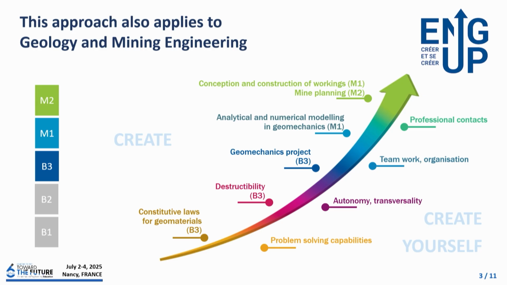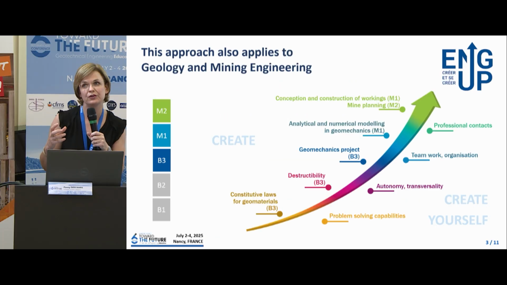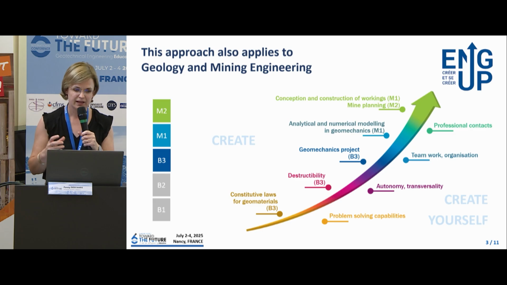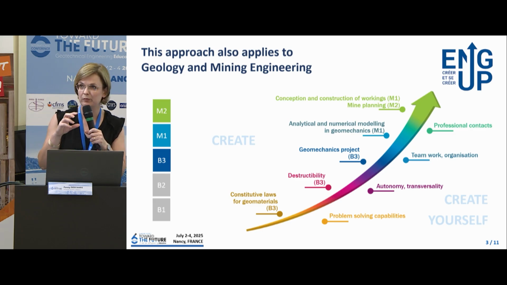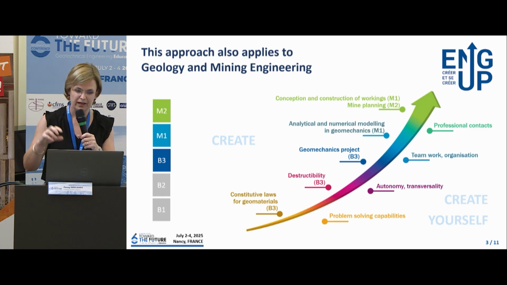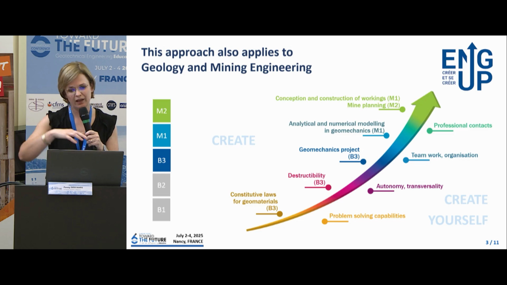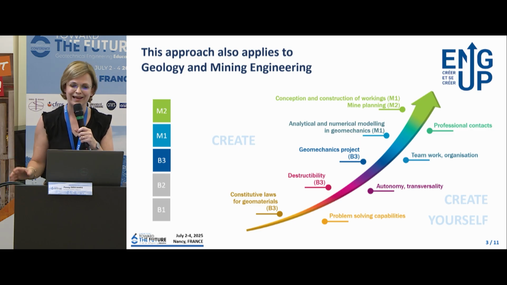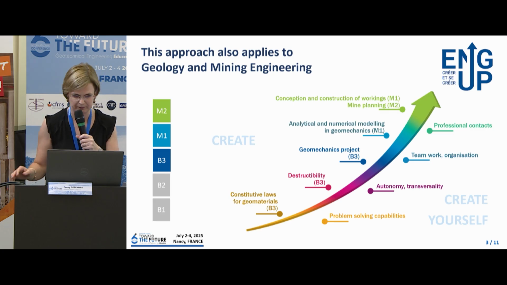At this level, they only start to have their first courses in geosciences, like rock mechanics, for instance. And so progressively, we move with them from fundamental courses to more specialized ones. And rapidly, we introduced a project approach in the 3rd bachelor degree. And for the create yourself part, we focus on transversal skills like teamwork, autonomy, professional contact with the industry.